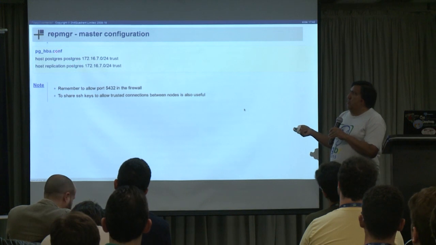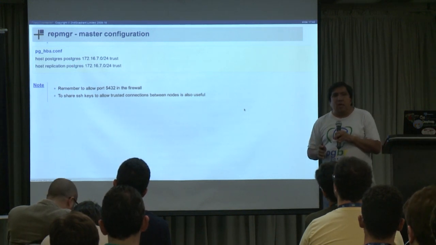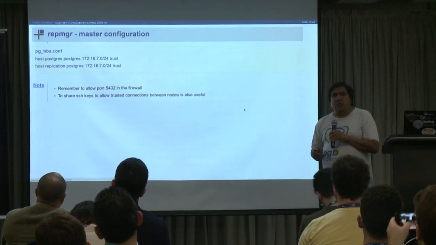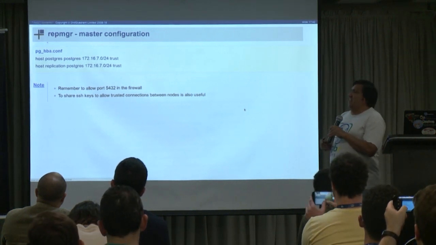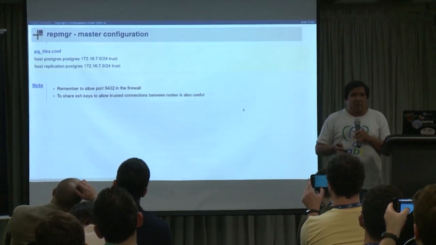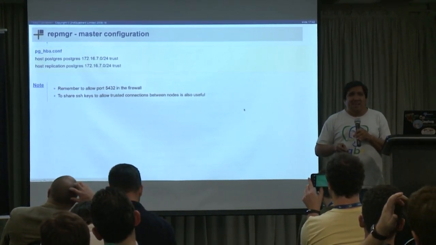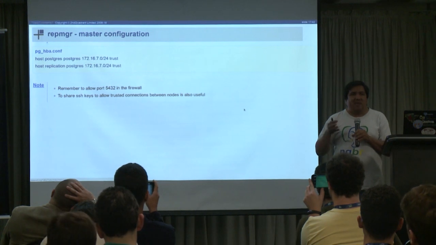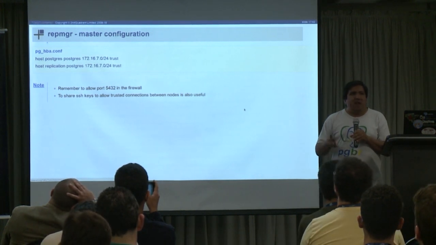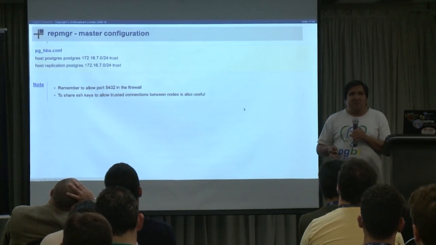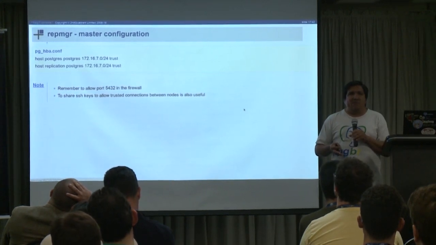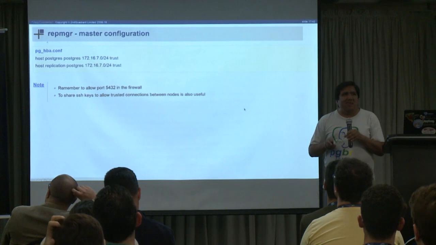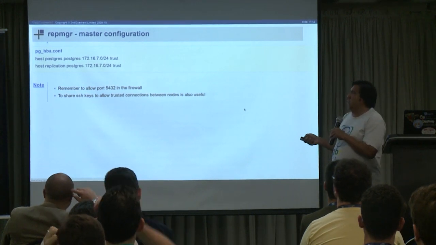Also, you need to configure pg_hba.conf to allow connections. Create a database for repmgr, and a user for repmgr. I use user postgres and database postgres, because I'm very lazy to do that for a test. But for real life, use a database specific for that and a user specific for that.